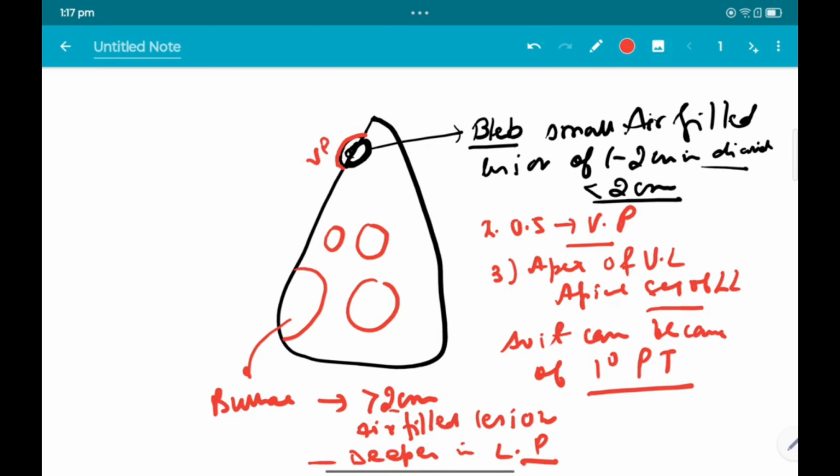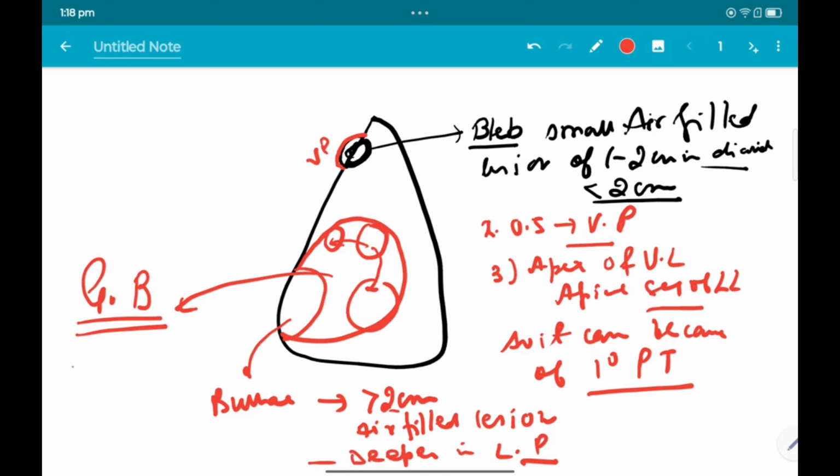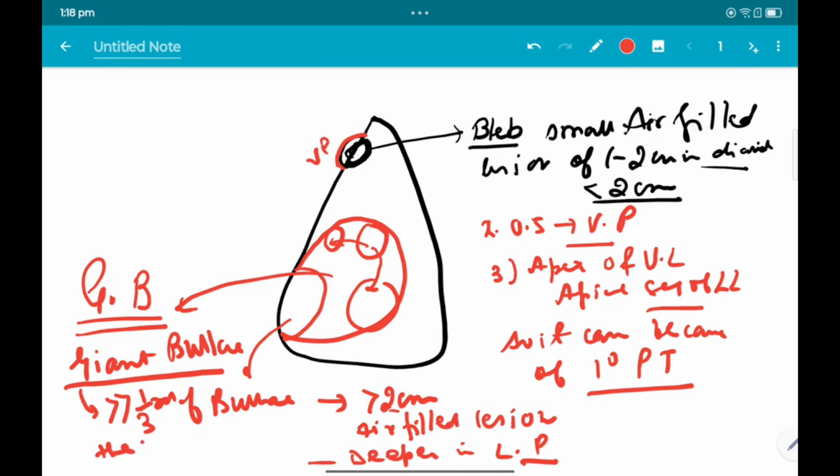And one more thing, then these 2 or 3 bullae, they may enlarge, coalesce and enlarge to form a giant bulla. So there is a term called giant bulla. What is giant bulla? Giant bulla is a term when 2 or 3 bullas coalesce and combine to form a giant bulla and which covers more than 1/3 of the hemithorax. Okay. So these are some of the things which you need to differentiate, and there are few more things that you need to differentiate.